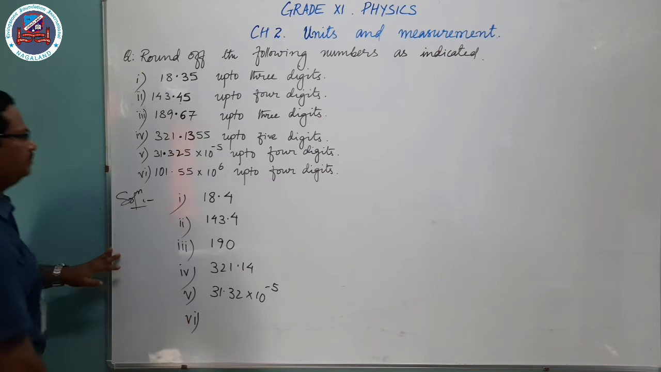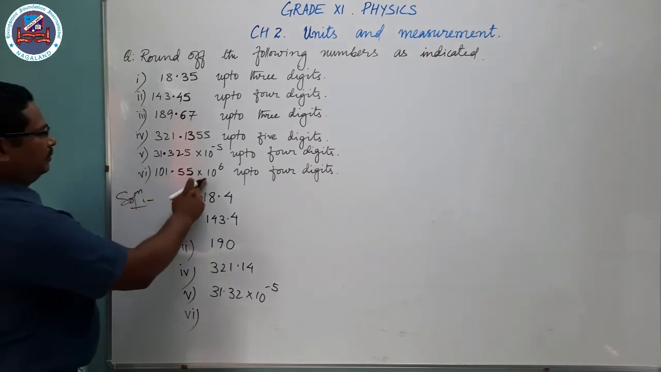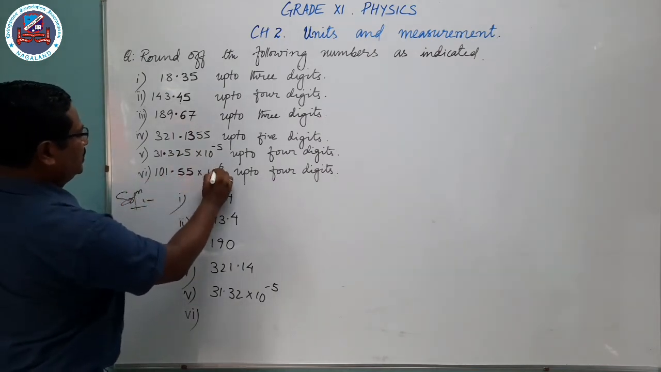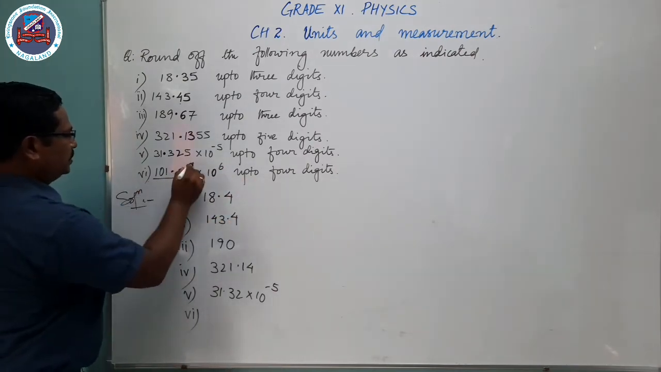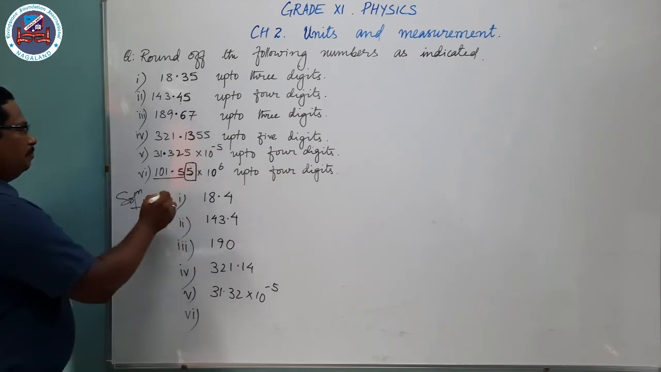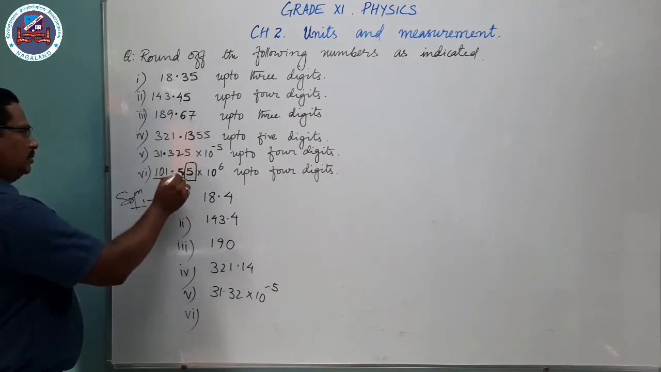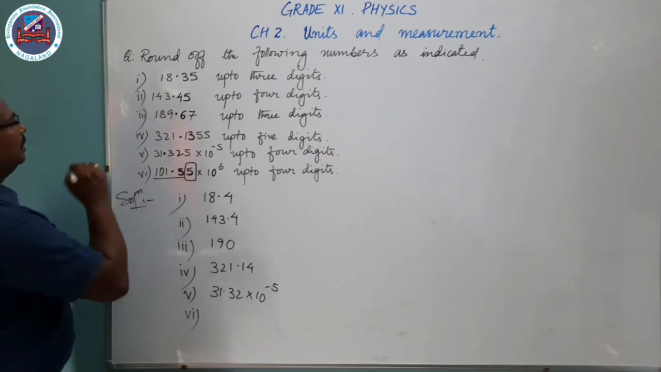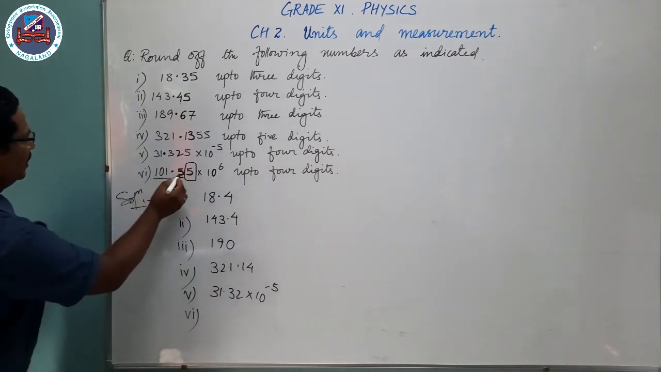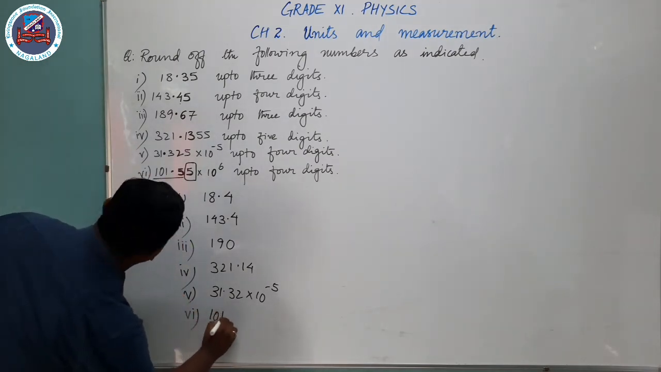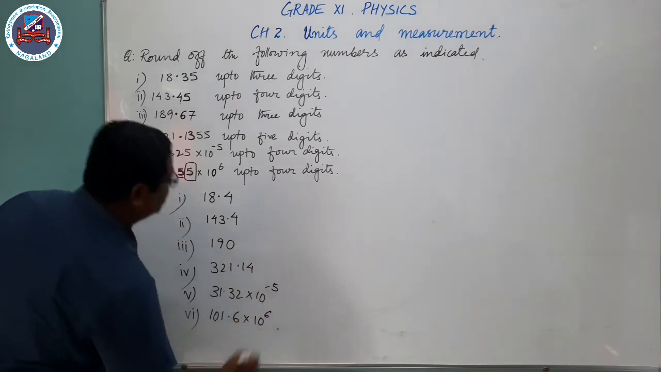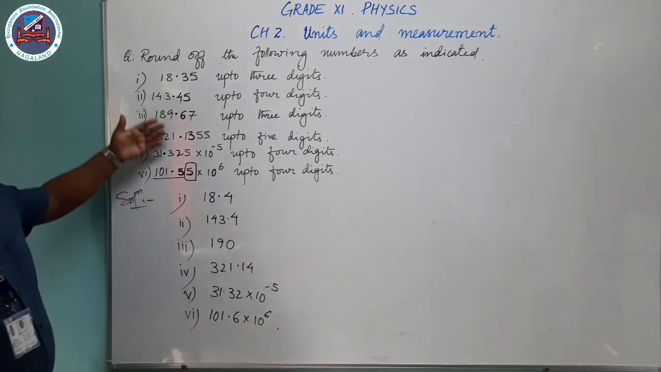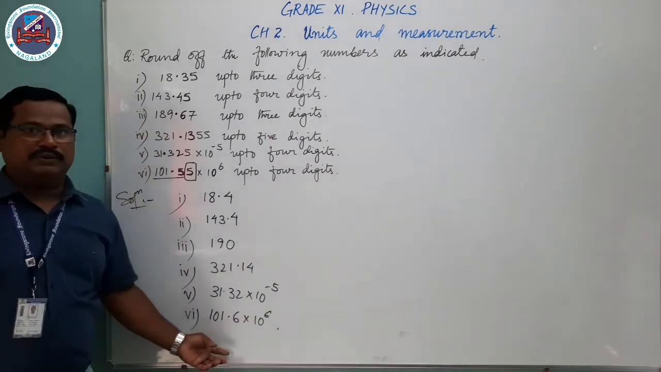And the sixth one, 101.55 into 10 to the power 6. The order of the digit we will not look at here also. Up to 4 digits means 1, 2, 3, 4. That means this 5 will have to be dropped. Now to drop it, you have to see whether the preceding digit is even or odd. Whenever you drop 5, look whether it is even or odd. If it is odd, then you have to add 1. When you add 1 here, it will become 101.6 into 10 to the power 6. This way you have to round off the numbers that are given to you.